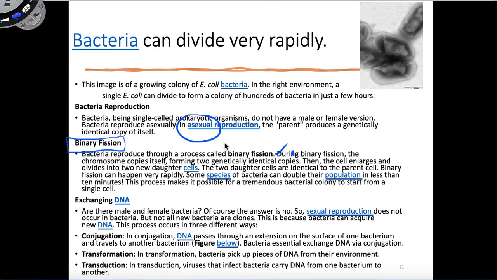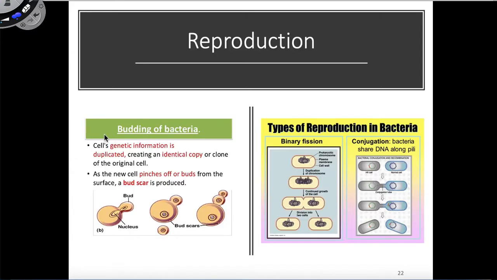Bacteria can also reproduce asexually through budding. So here we see a budding bacteria, and this is where the cell's genetic information is also duplicated, creating an identical copy or clone of the original cell. But now it stems off or pinches off from a tiny little bud. It's a little different than binary fission.